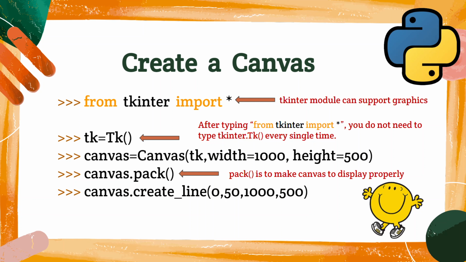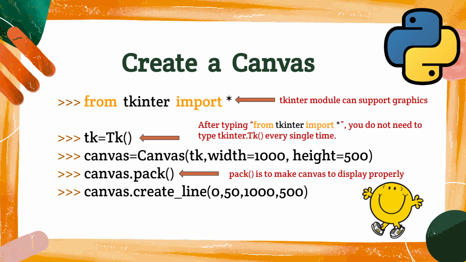Please pay attention to the first line. The format is a little different from before. After typing from tkinter import asterisk, you do not need to type tkinter.tk every single time. The second line is to create the tk object that helps to display the root window and manages all the other components. The third line is to define the width and height of this window. The fourth line, canvas.pack, is to display everything properly.